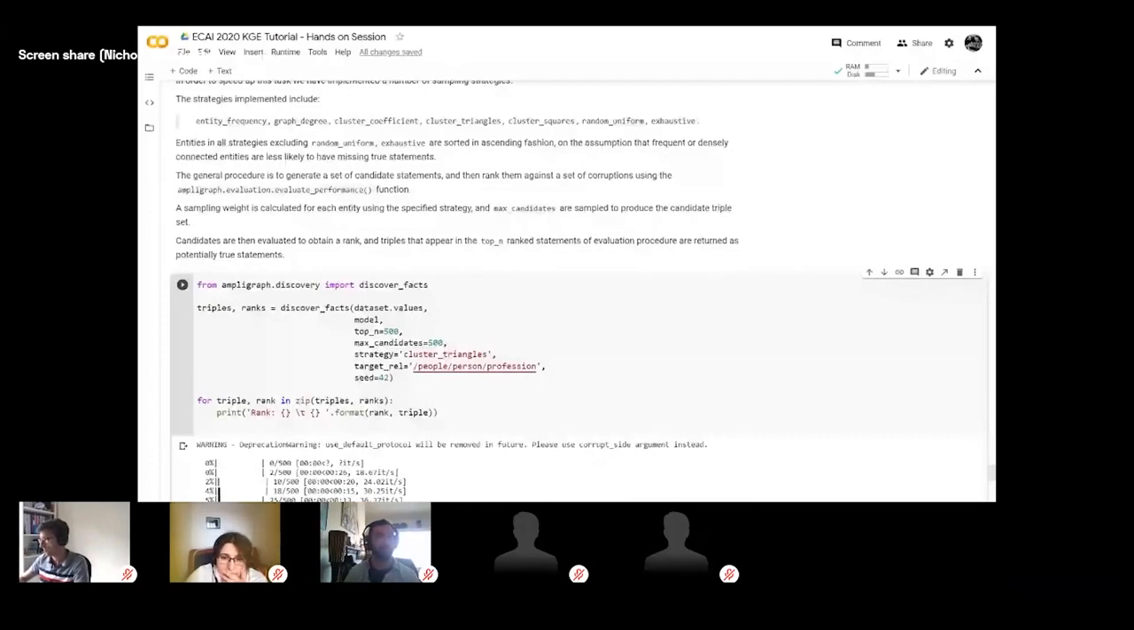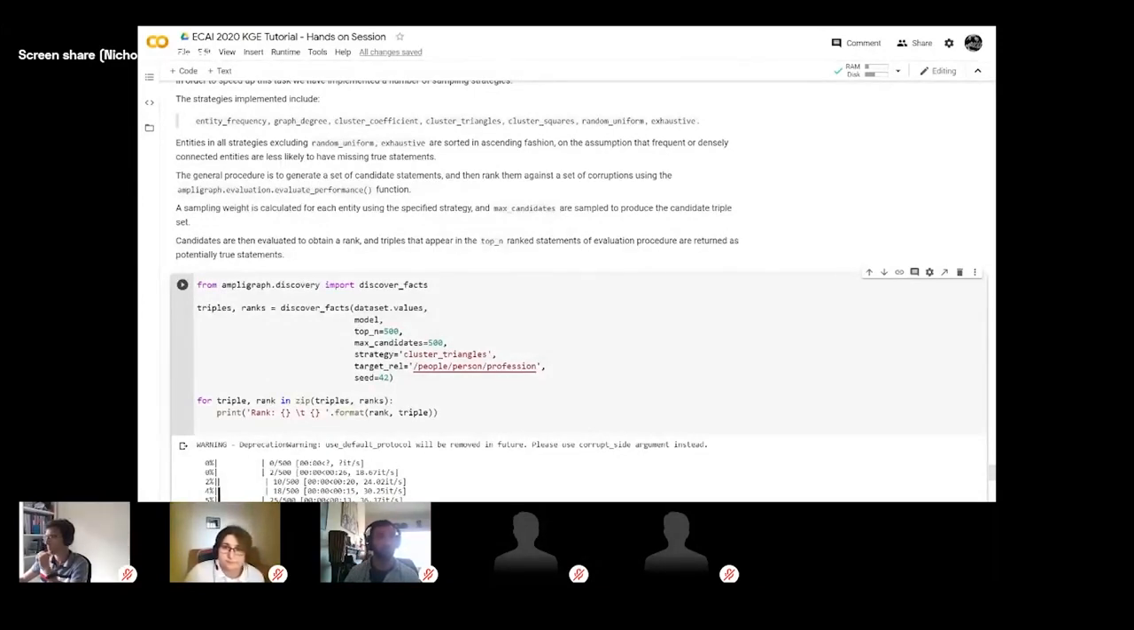which maybe needs to be rewritten, actually, just for clarity. But essentially the top n will say that if your fact occurs between ranks 500 and zero, then we can consider it true. The max candidates parameter is simply the number of candidates to generate.